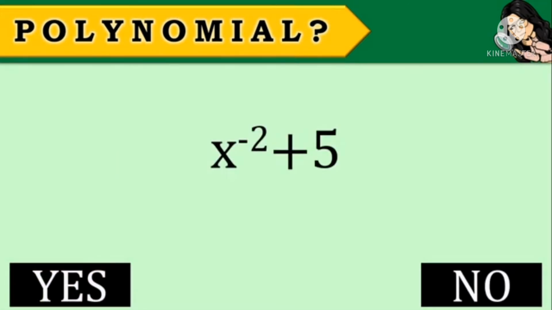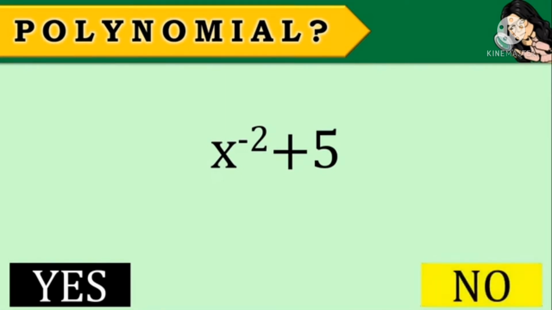Identify if this is a polynomial function or not. I'll give you time. And let's reveal. This one is? That's a no. Why? It's because of this one. If the given mathematical expression has a negative exponent in its variable, then that is not considered as a polynomial. It's not a polynomial when you divide it by a variable. So take note of that.